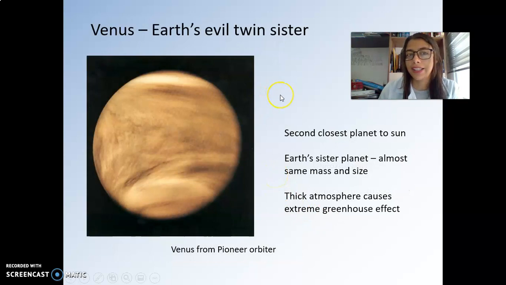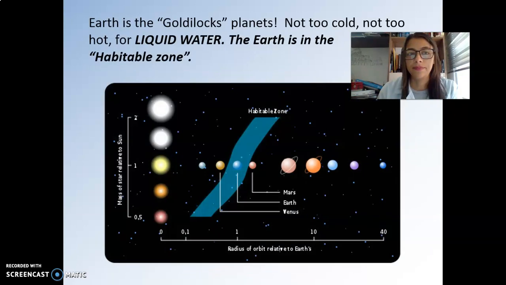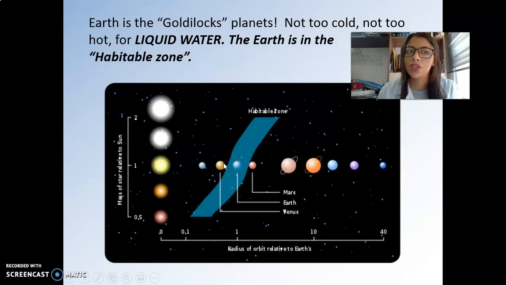The second planet is Venus, the Earth's evil twin sister. Why is it evil? Because the atmosphere causes an extreme greenhouse effect. Then we have our beautiful planet, the Earth. It is in the perfect place to have water, which is essential for life. Earth is the Goldilocks planet, not too cold, not too hot, for liquid water. This is the reason why the Earth is in a habitable zone.